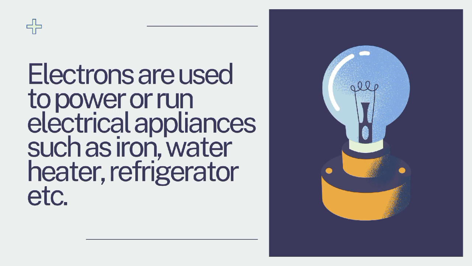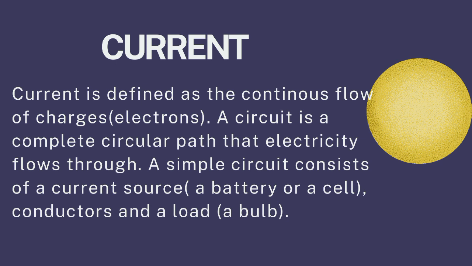Now, all appliances are connected to the source of electricity to get current. This connection is called a circuit. So basically, a circuit can be defined as a connection that has to do with a load. The load can be a form of a lamp or any electrical device. So in a circuit, we have a load.